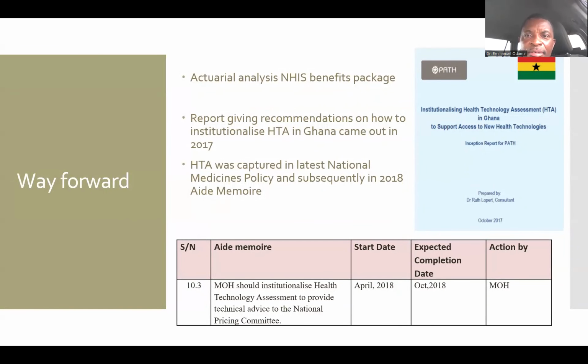Okay. So at this point, I want to say, we're looking at the HTA institutionalization and also having a system to monitor in real time. Thank you, and over. We'll handle most of the questions when we get to the Q&A with any other things that may come up. Thank you.